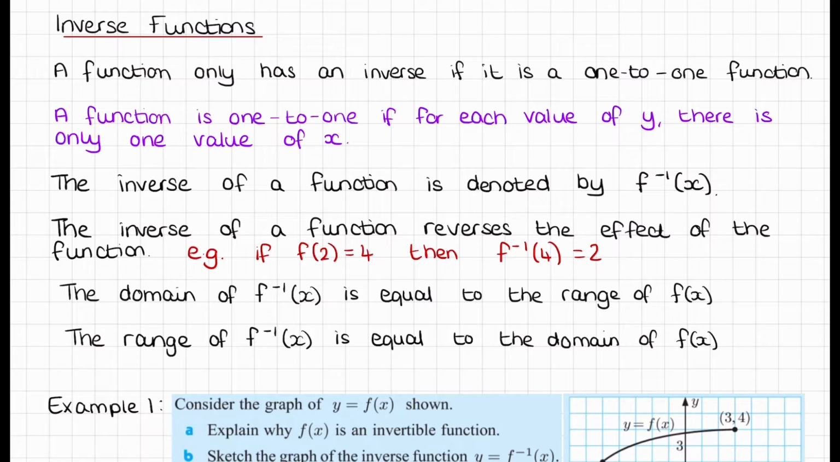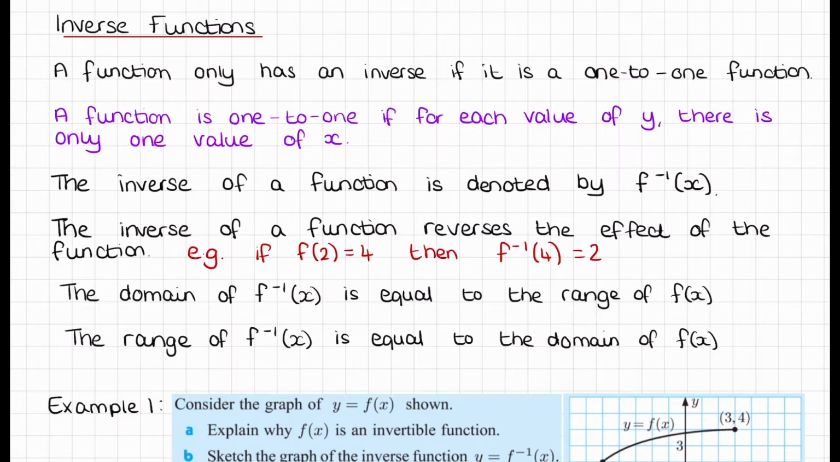The inverse of a function is denoted by f negative 1 of x. As you can see here, it's got a little negative 1 in the power. The inverse of a function reverses the effect of the function. So if our original function at 2 equaled 4, then the inverse at 4 equals 2. So the x and y switch. The domain of the inverse is the same as the range of the original function, and the range of the inverse is equal to the domain of the original function.